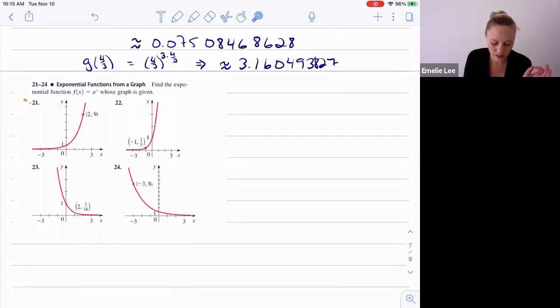So very similar to that, if you have a point, that means you have an x and a y value on this equation. So in this case, if you have f of x, which is actually your y, equal to a to the power of x, if we know a point that this thing goes through, we're able to figure out what the x and the y are, and then we're able to solve for a.